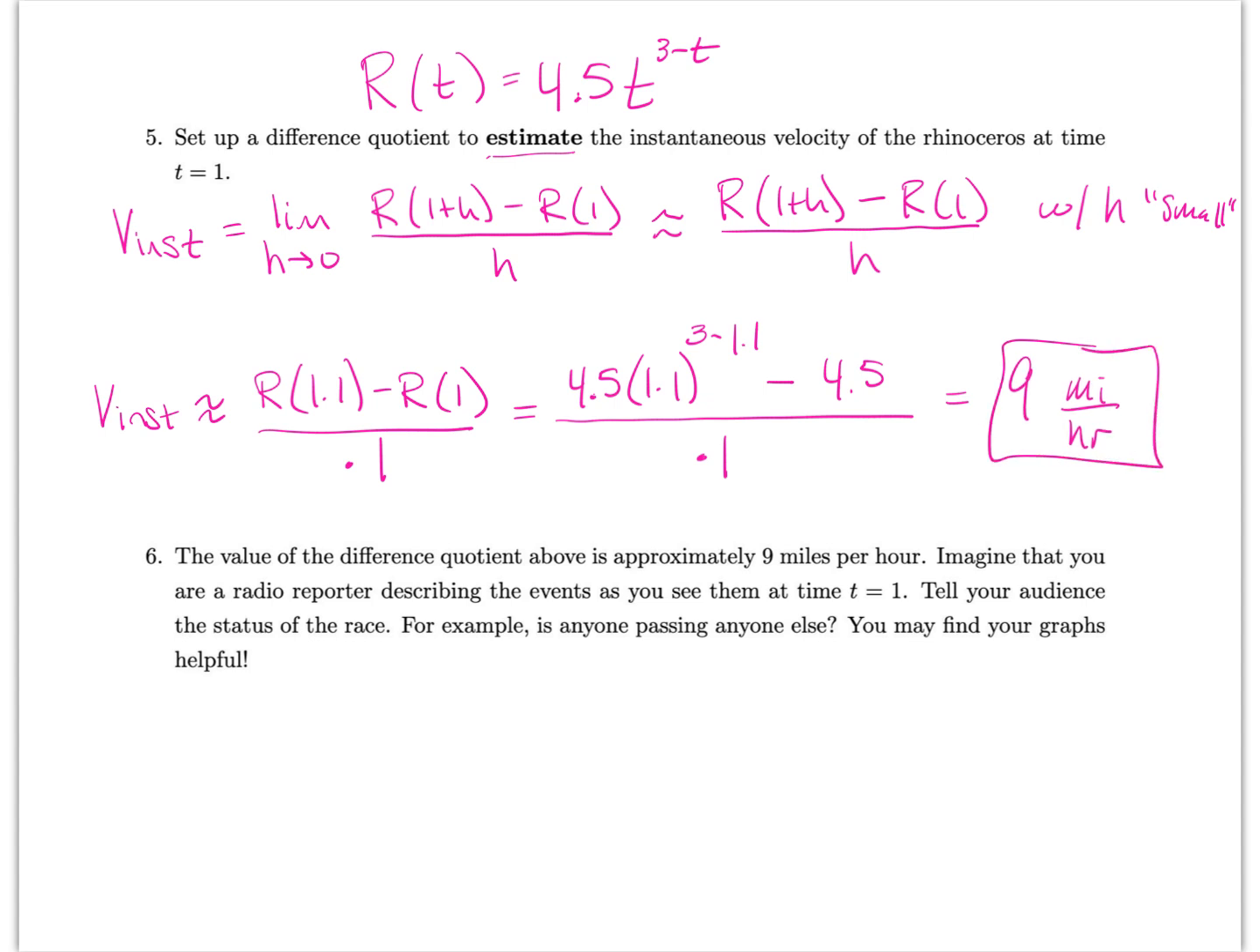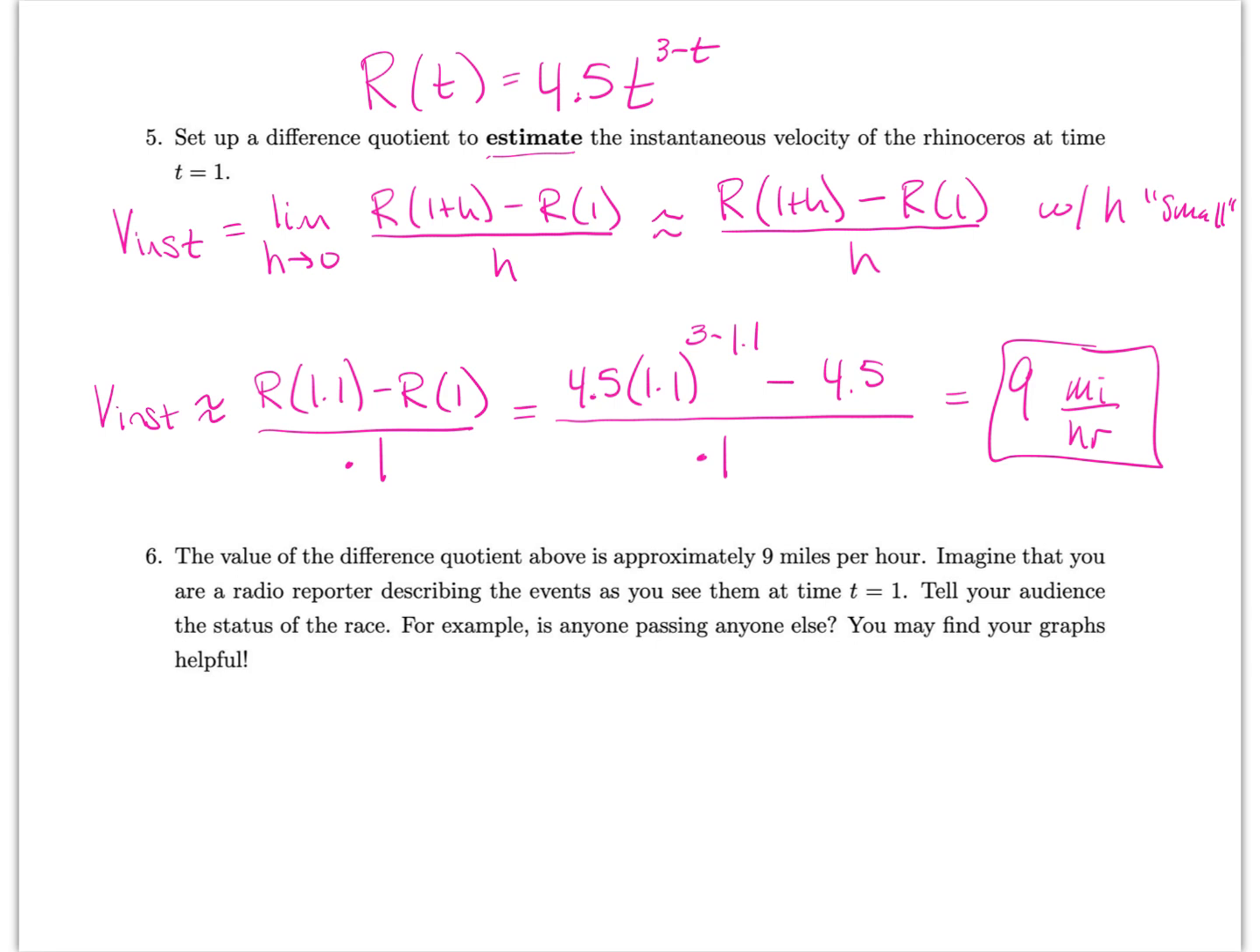So the value of the difference quotient does come out to 9 miles per hour approximately. Imagine that you are a radio reporter describing the events as you see them at time t equals 1. Tell your audience the status of the race. For example, is anyone passing anyone else? Who's running faster? Who's going slower? And you might find your graphs to be helpful.